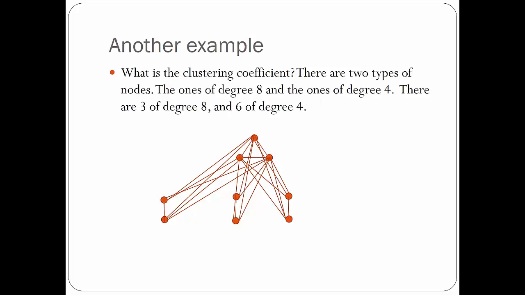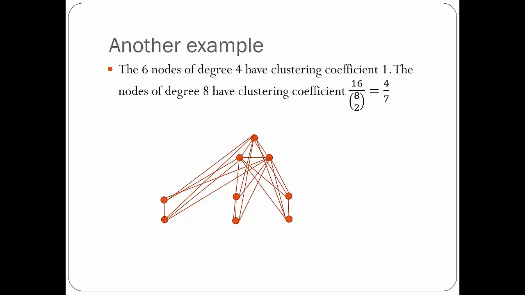So, what is the clustering coefficient of this network? Well, there are 2 types of nodes. There are the nodes that are in the triangle, and the nodes in the triangle are of degree 8, and there are 3 of those. And then the nodes in the edges below, and they're each of degree 4. So there are 6 of degree 4.